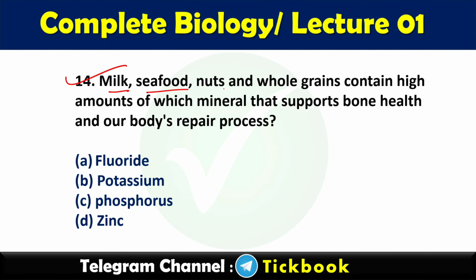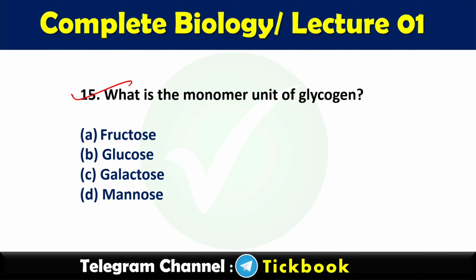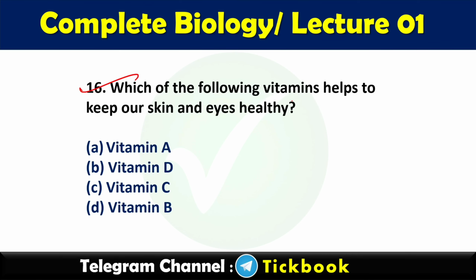14. Milk, seafood, nuts, and whole grains contain high amounts of which mineral that supports bone health and our body's repair process? Option number C, phosphorus. 15. What is the monomer unit of glycogen? Option number B, glucose. 16. Which of the following vitamins helps to keep our skin and eyes healthy? Option number A, vitamin A.